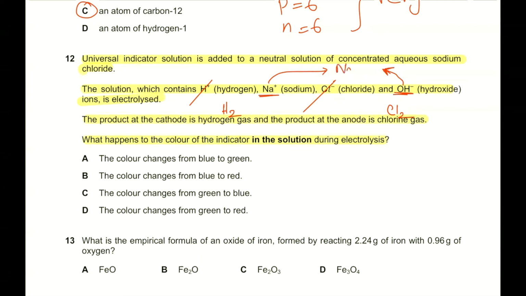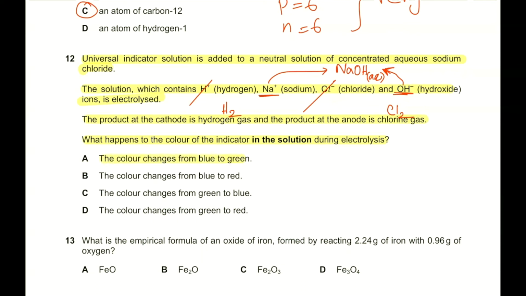This will result in sodium hydroxide aqueous. So sodium hydroxide aqueous, definitely this will change the indicator's color towards blue, or violet, because sodium hydroxide is a very strong base. So the color changes from blue to green.